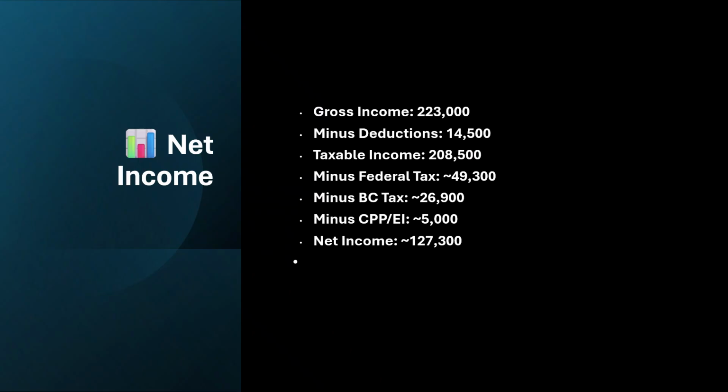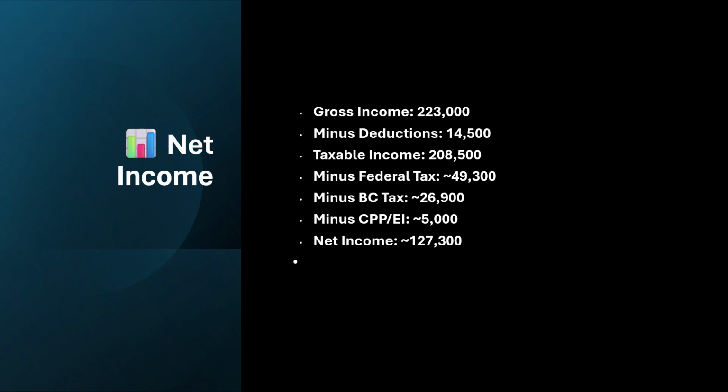Okay, that brings us to Section 5, the final tally. We've gone full circle. We started with $223,000 in gross income. Now we figure out what actually lands in the bank account. Let's just quickly recap the journey to get here. Please. One, gross income, line 15,000, $223,000. Two, we subtracted the deductions, the income-based reducers of $14,500. And that left our taxable income at $208,500.